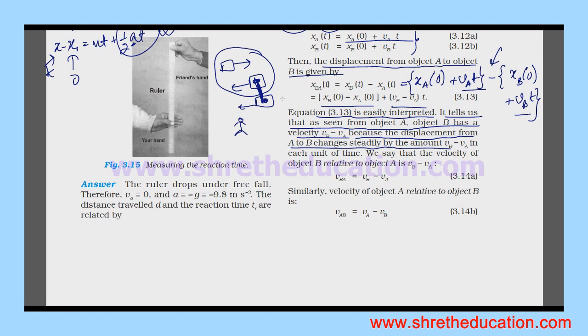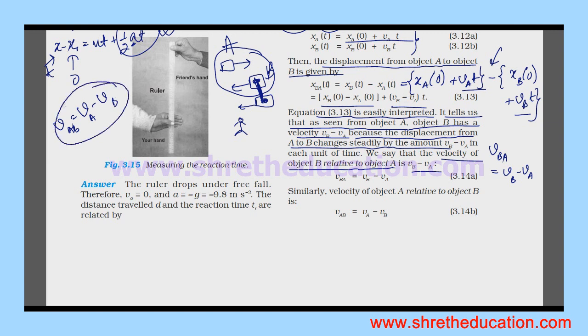The velocity of object B relative to object A, which we represent as VBA, is VB minus VA. And the velocity of A with respect to B, VAB, is VA minus VB.